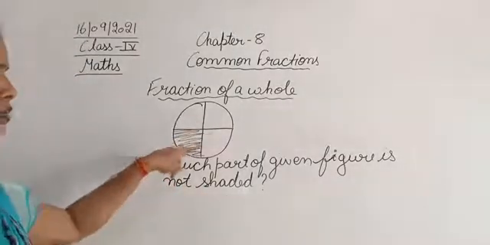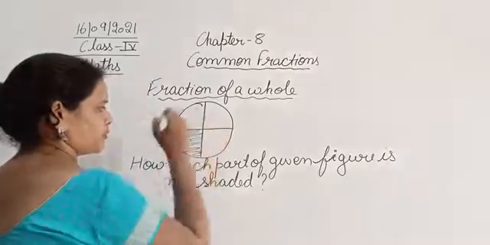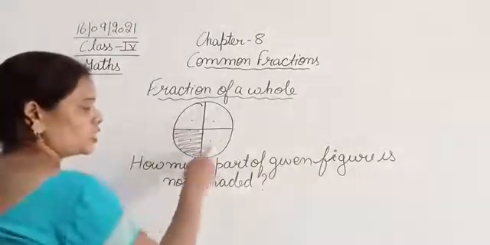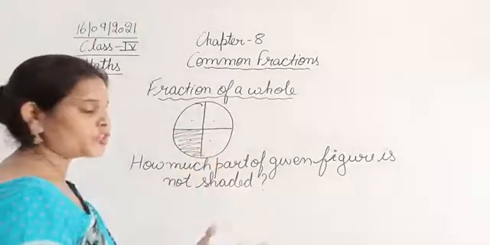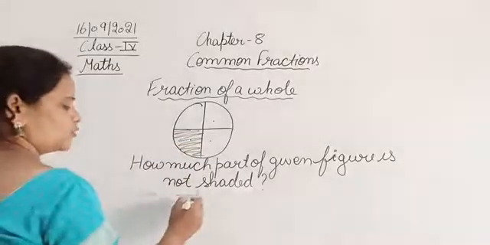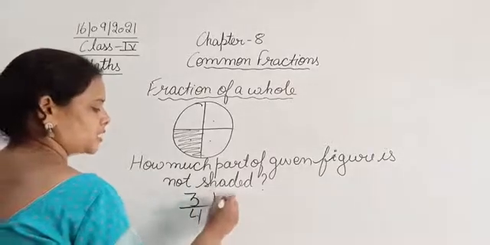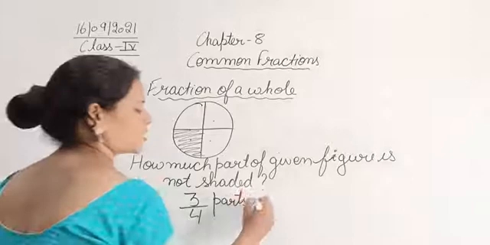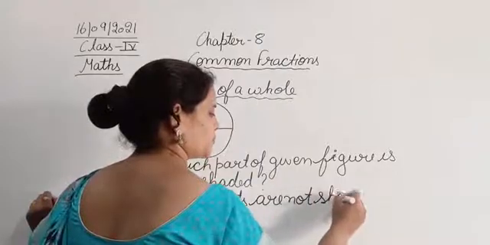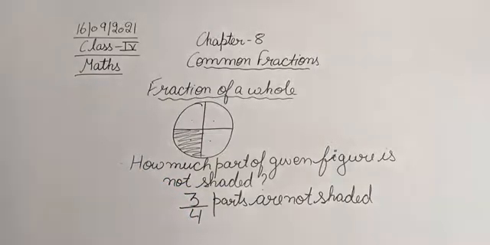Okay, so as you can see, it is divided into how many parts? It is divided into 4 parts. 1, 2, 3, 4. Now how much part is not shaded? Out of 4, total parts are 4 and how much part is not shaded? 1, 2 and 3. So out of 4, 3 parts of the given figure are not shaded. So we will write 3 upon 4 parts are not shaded.